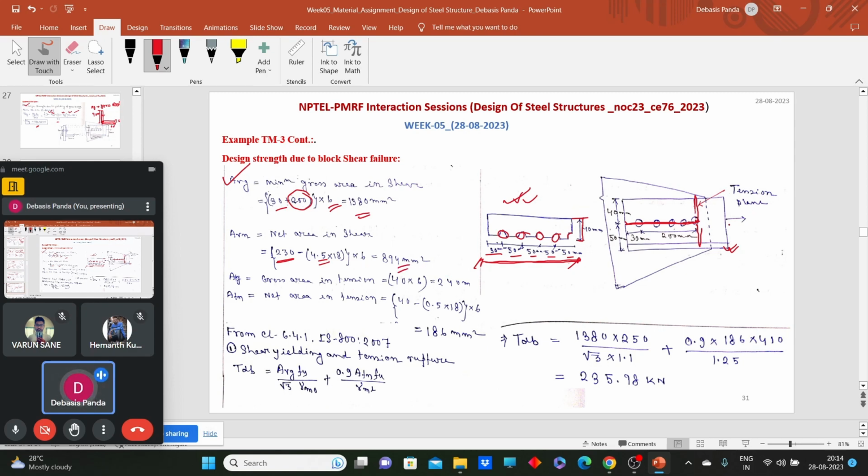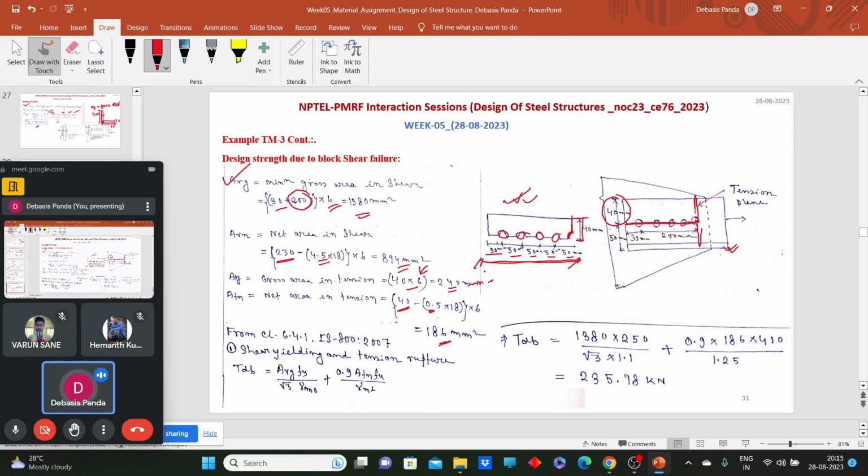Now for the tension plane, this is 40 mm. So the gross cross-sectional area will be 40 into 6, where 6 is the thickness, and 40 mm is the width. And for the net area, how many bolt holes do we need to deduct from the tension side? This is half a bolt hole. So 40 minus 0.5 into 18, multiplied by 6. So the net area and gross area we have calculated.